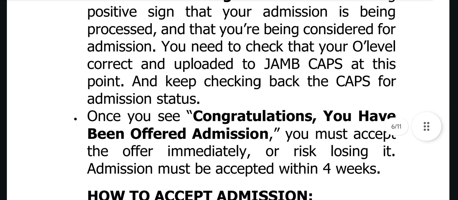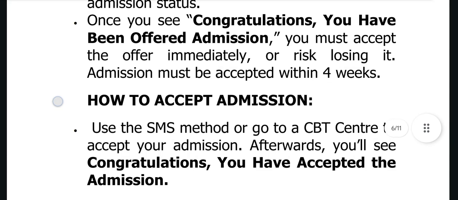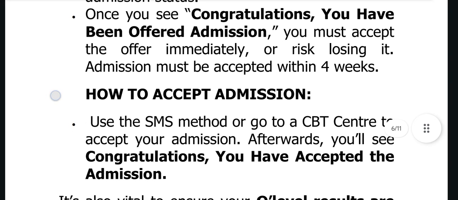So that's about AIP. After AIP, you are going to see congratulations, you have been offered admission. It is different from congratulations, you have accepted admission. When you have been offered admission, it means that you are required to accept or reject it. If you are going to accept the admission, you are required to do that within 4 weeks, because after 4 weeks it will disappear.